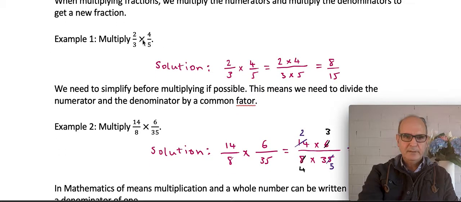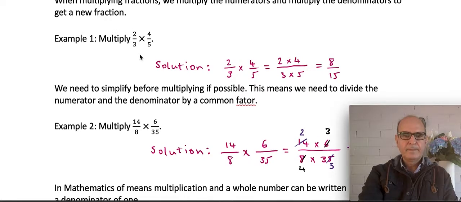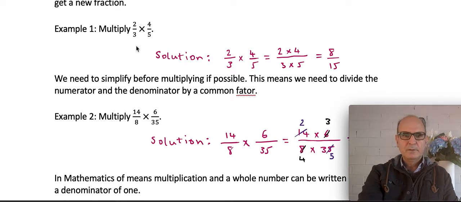Let's look at an example. Multiply 2/3 by 4/5. And also, the answer we are getting when multiplying fractions is going to be another fraction. So we are multiplying these two fractions, 2/3 and 4/5. So we draw a larger fraction line.